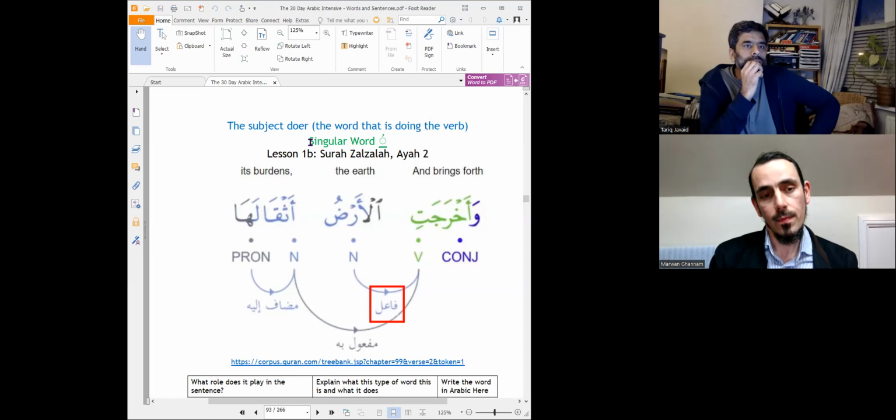Okay. So in terms of other things, the maf'ul bihi, which is what the verb is being done to, is in this ayah the burdens of the earth. So athqal. Okay. What's the ha at the end? It's showing that the burdens belong to the earth. The ha is a pronoun representing the earth. No, it's not representing the earth.